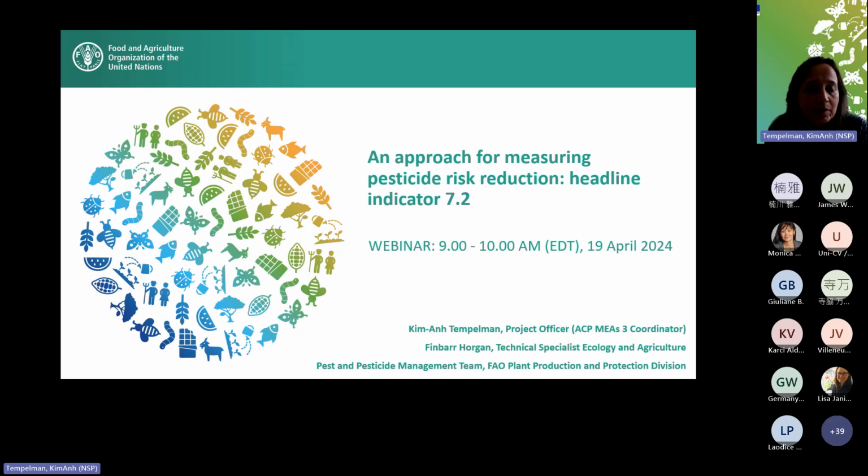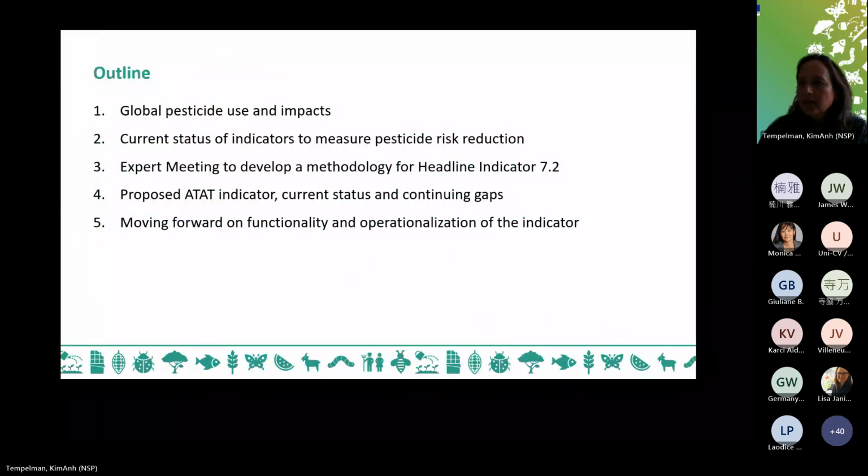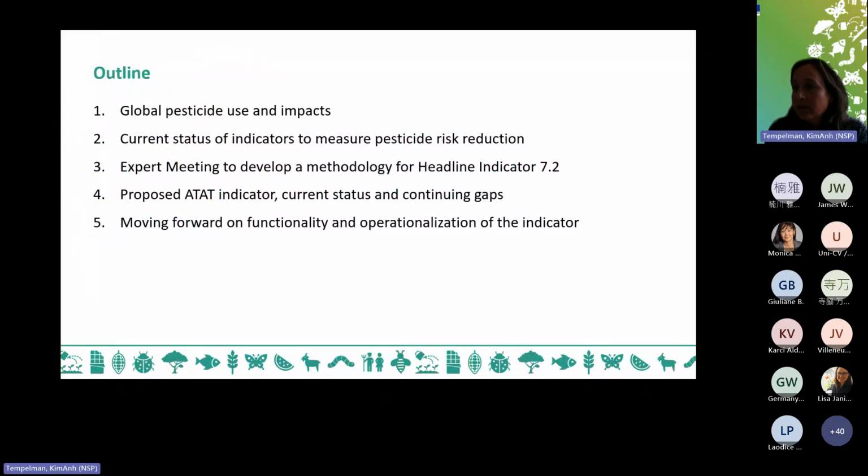So we're here today to speak more in depth about the approach for measuring pesticide risk reduction, for which we will be talking specifically about headline indicator 7.2. So the outline of the presentation is as follows. We would first like to give you a little bit more background information on global pesticide use and its impacts, in particular on biodiversity. Then we did a mapping exercise in anticipation of the expert meeting on the current status of indicators to measure pesticide risk reduction, which we would like to share with you. And we will briefly talk about the expert meeting and what was discussed at that meeting, but Monica already gave quite some information there, so we could go rapidly through those slides.